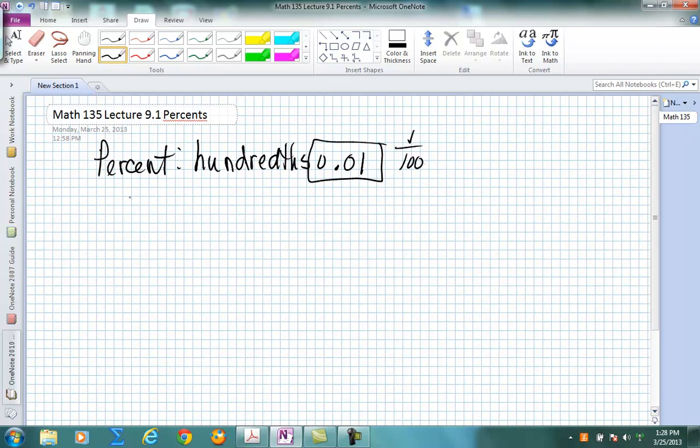When we have a fraction that's easily divided into 100, we can change that fraction to hundredths and then to a percent. 25 times 4 is 100, so 22 times 4 is 88. So 88 hundredths is 88%.